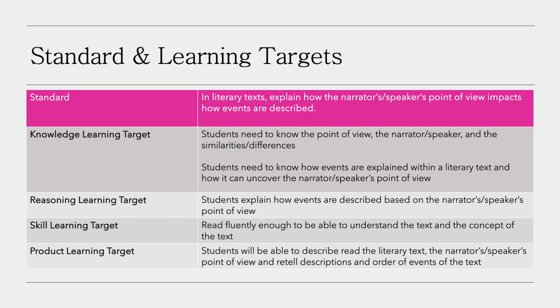The skill learning target wants the students to read fluently enough to be able to understand the text and the concept of the text. The product learning target wants students to be able to describe and read the literary text, the narrator speaker's point of view, and retell descriptions and orders of events of the text.